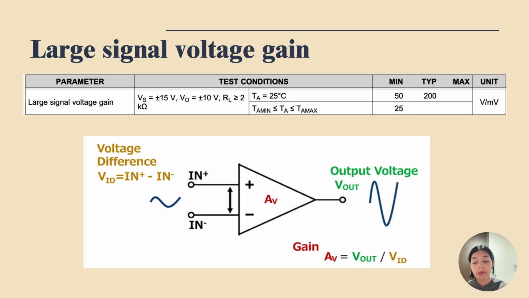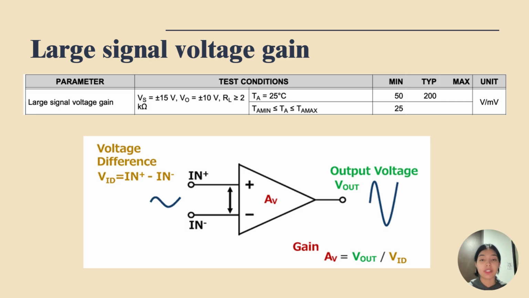In an ideal op-amp, this gain would be infinite, meaning any small differential input voltage would result in a significant output voltage swing. However, in real life op-amps, the large signal voltage gain is finite and is typically expressed in volts per millivolt or decibels. High performance op-amps can achieve gains of 100,000 decibels or more, ensuring that even small input signals are amplified accurately.